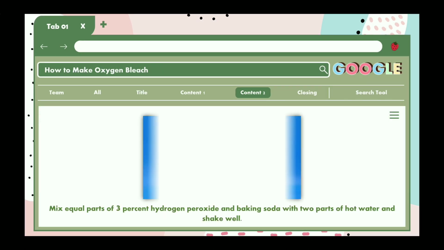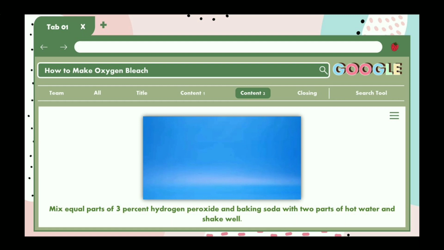How about we make oxygen bleach ourselves at home? You only need hydrogen peroxide, baking soda, and hot water to combine the ingredients. So let's watch this tutorial.